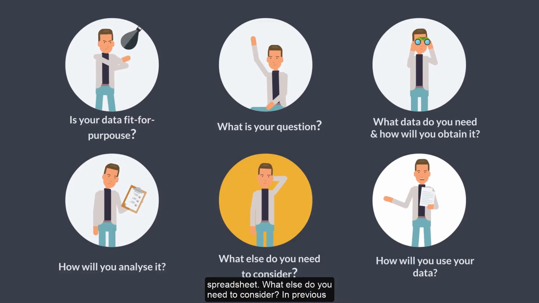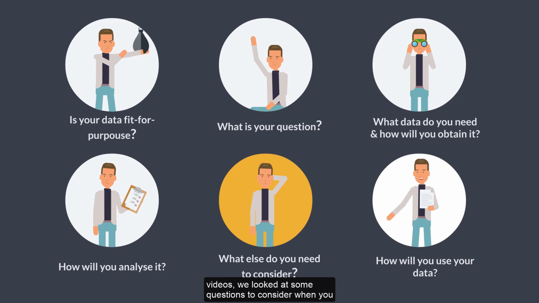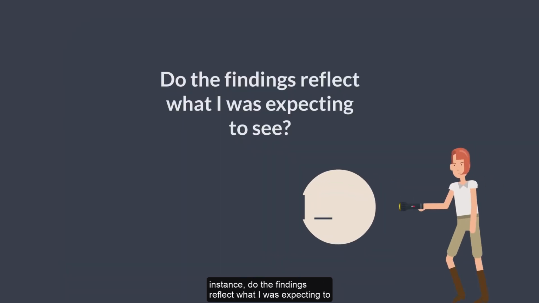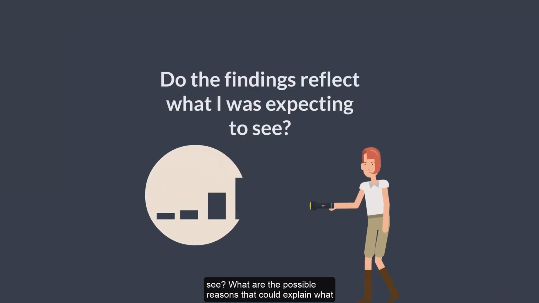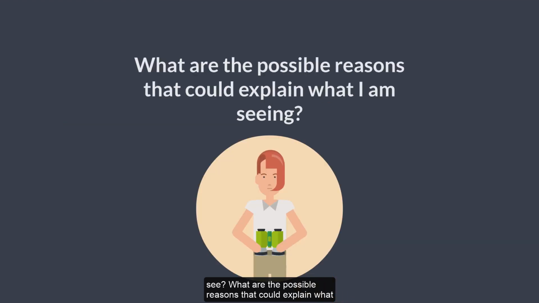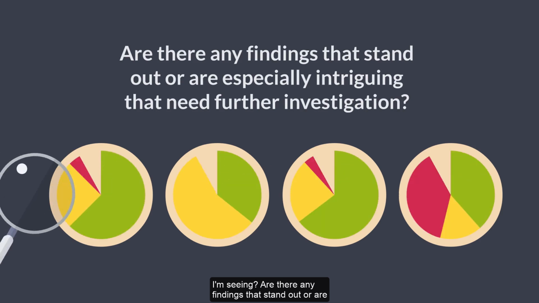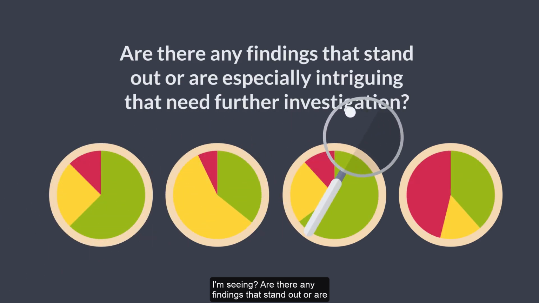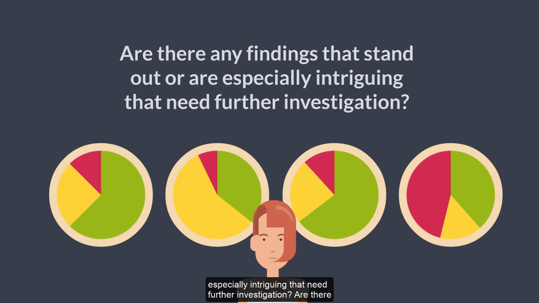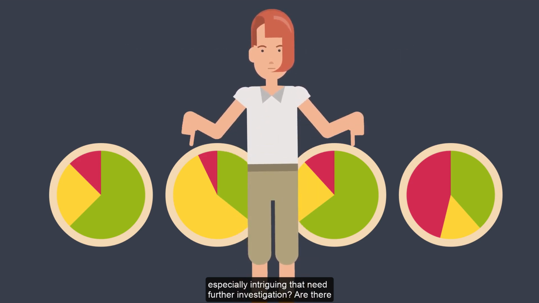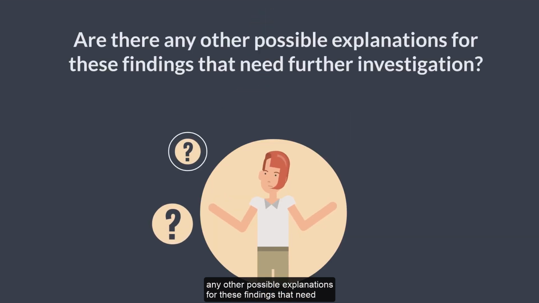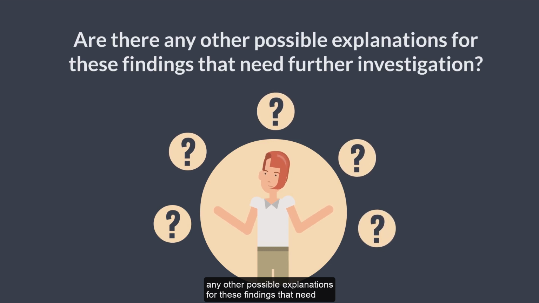What else do you need to consider? In previous videos, we looked at some questions to consider when you are interpreting your data to guide your thinking. For instance, do the findings reflect what I was expecting to see? What are the possible reasons that could explain what I'm seeing? Are there any findings that stand out or are especially intriguing that need further investigation? Are there any other possible explanations for these findings that need further investigation?